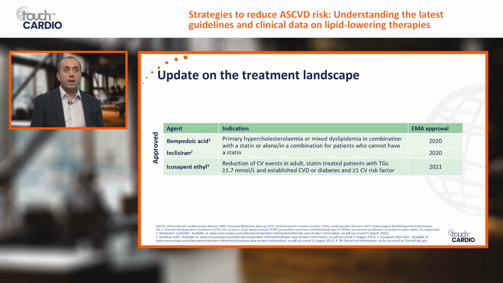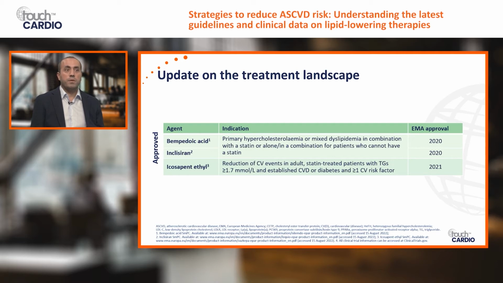It's important to say that there are new drugs in the treatment landscape. Just in 2020, EMA approved bempedoic acid and inclisiran, and in 2021, the EMA approved icosapent ethyl. The indication for bempedoic acid and inclisiran is primary hypercholesterolemia or mixed dyslipidemia in combination with a statin or alone, and in a combination for patients who cannot have a statin.